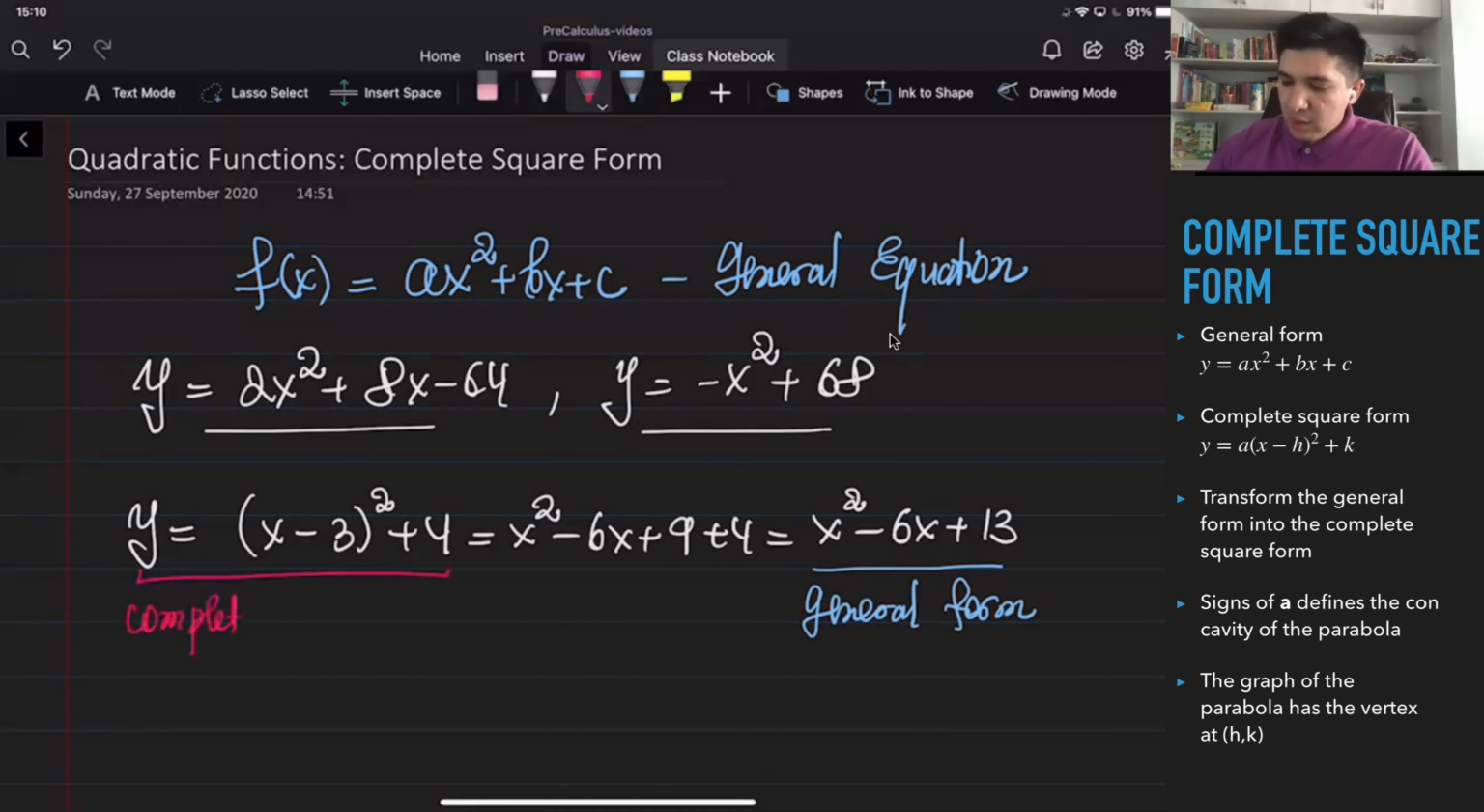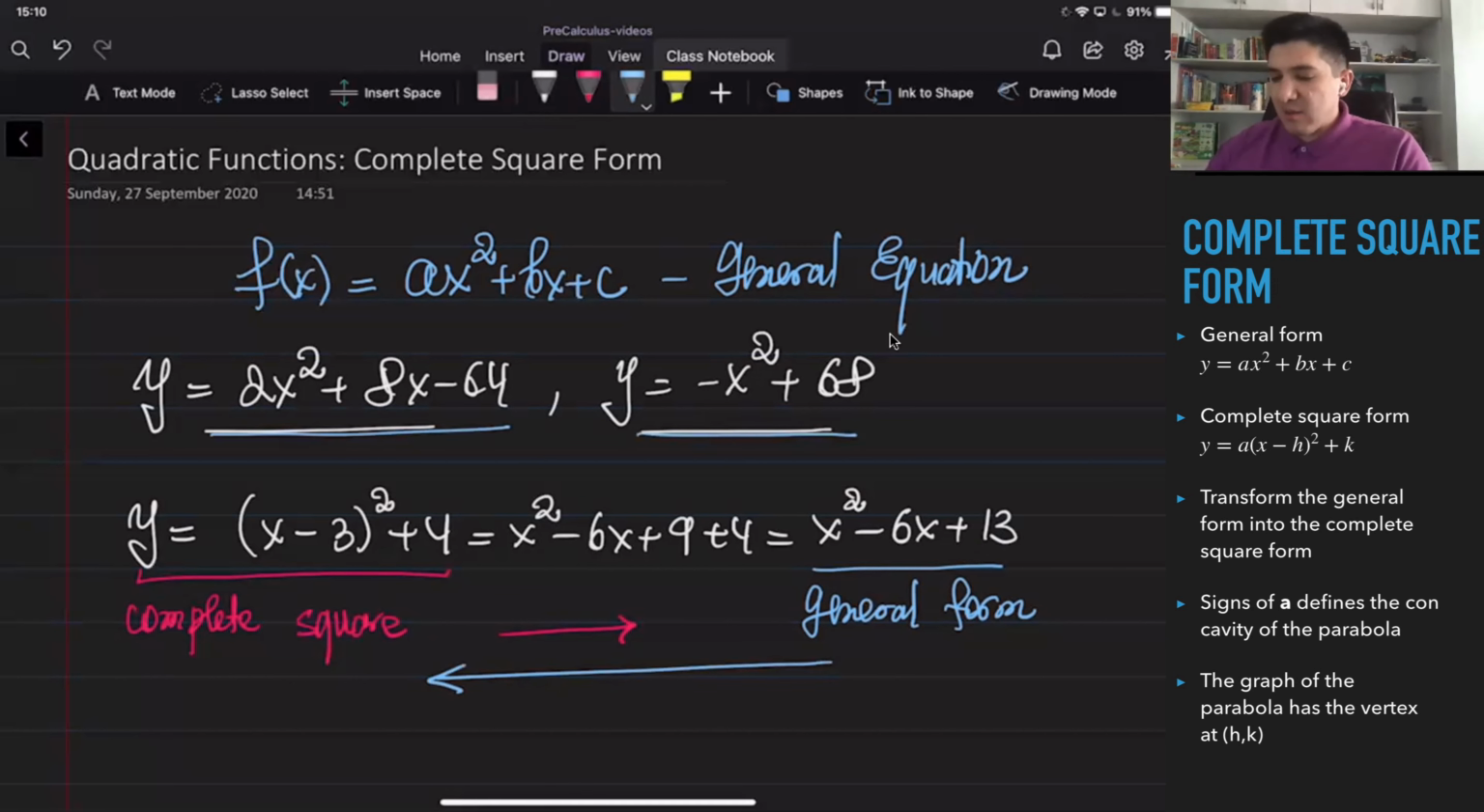We brought this from the so-called complete square form, and it was more or less easy and straightforward. What I would like to learn is how to bring a general form into this one. So if you're given this kind of quadratic function, how do you write it in this form? First of all, let's define the notation of the complete square form.